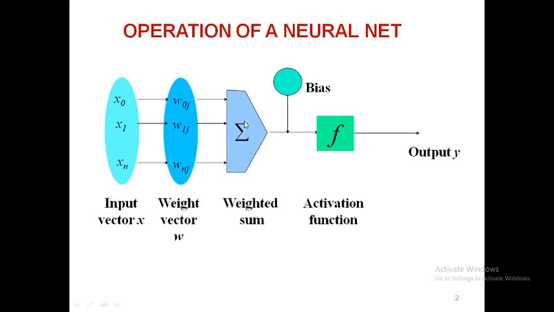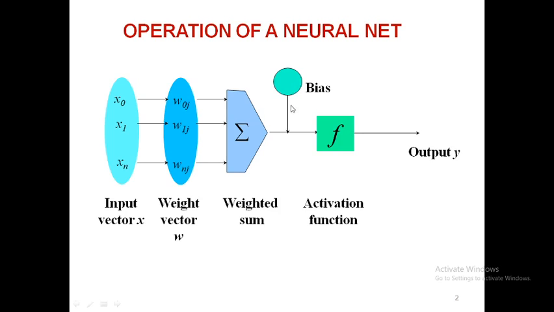So that is called the weighted sum, and this will be processed through a function. The corresponding function is called the activation function. The weighted sum needs to be processed through this function, and the function has to be decided based on the application. The output of the function will give the overall output of the ANN.